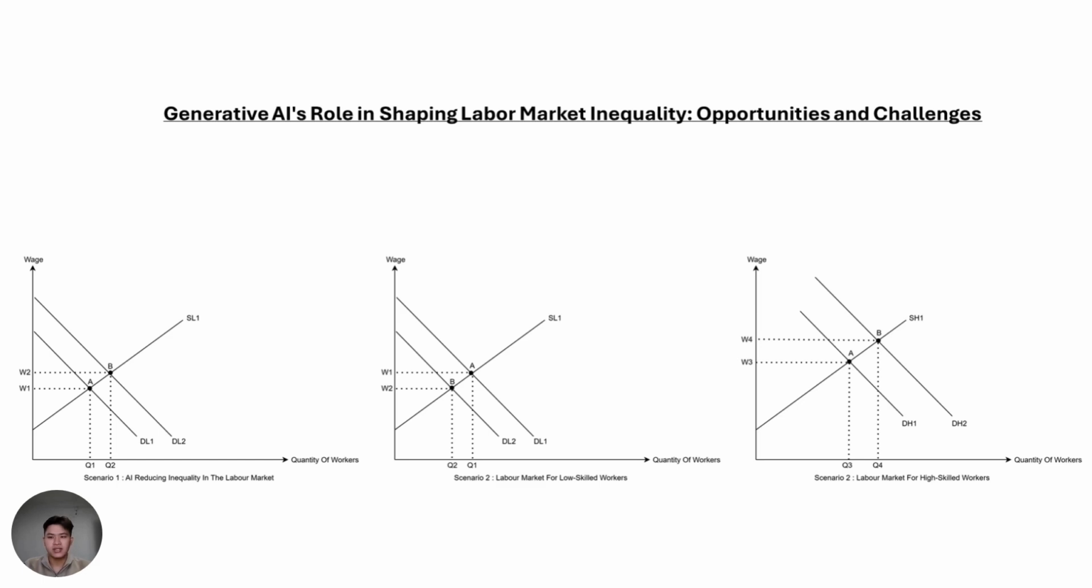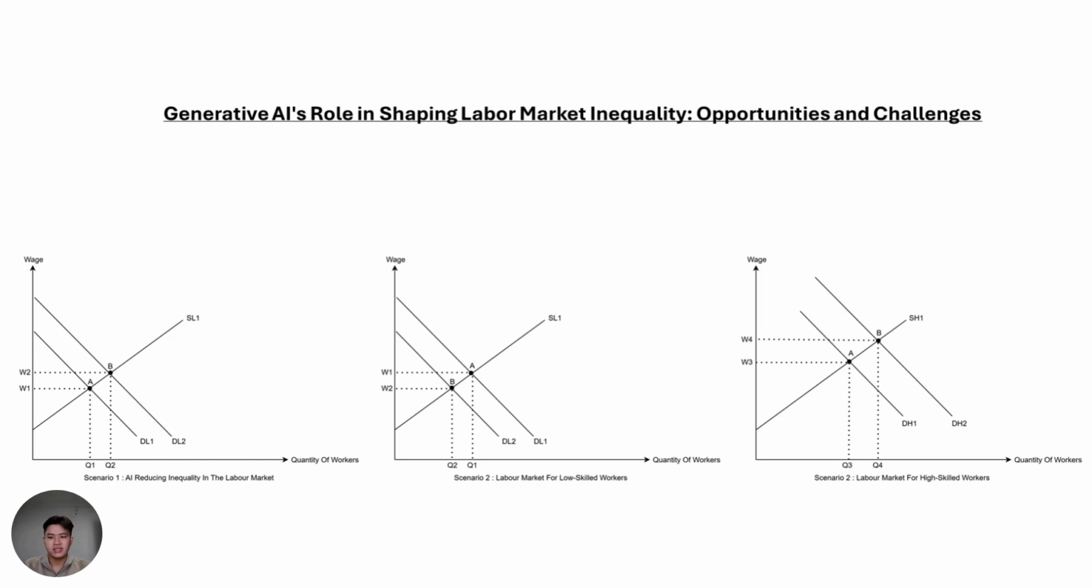Lastly, the graph at the right depicts the labor market for high-skilled workers, whereby high-skilled workers, particularly those who design and implement AI technologies, see a sharp increase in demand as AI spreads across industries. The labor market is initially in equilibrium at point A, where wages are at point W3 and employment is at point Q3. Companies rely on high-skilled professionals to manage and integrate AI into their operations, increasing demand for AI engineers, data scientists, and other high-skilled workers.